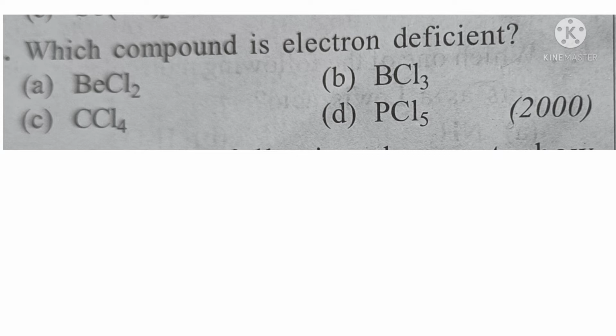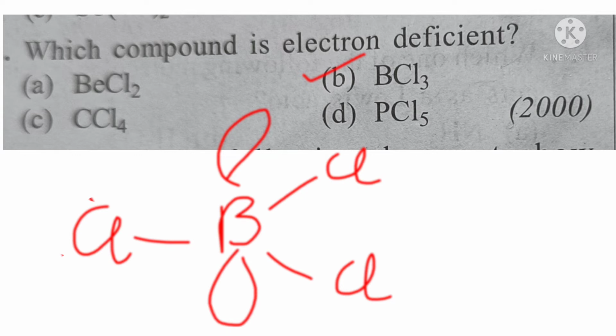Which compound is electron deficient? So option B, BCl3 is electron deficient. There are 6 electrons in the valence shell after sharing and 1 unhybridized p orbital is empty. So the molecule on the whole is electron deficient.